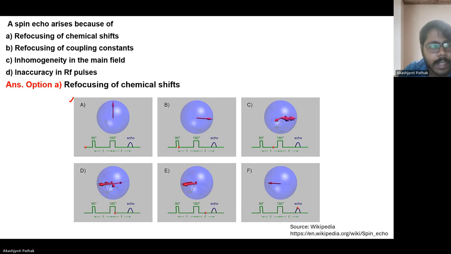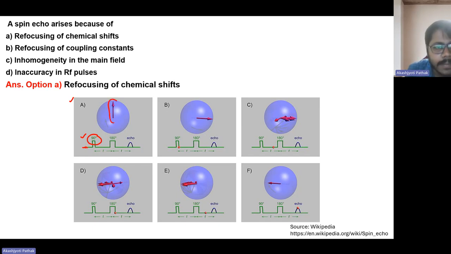Now let's try to understand what this spin echo experiment is. The spin echo experiment starts with applying a pulse. What is this pulse? The pulse is also known as the 90-degree pulse. To be precise, it is also known as the 90-degree hard pulse. It is applied when all the nuclear spins are in their equilibrium state, the bulk magnetization.